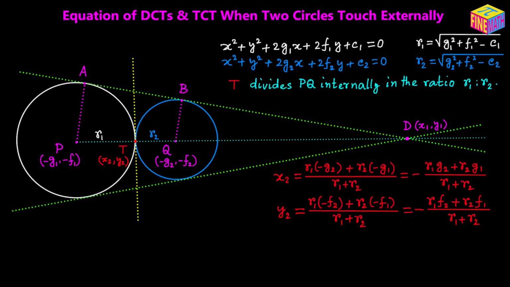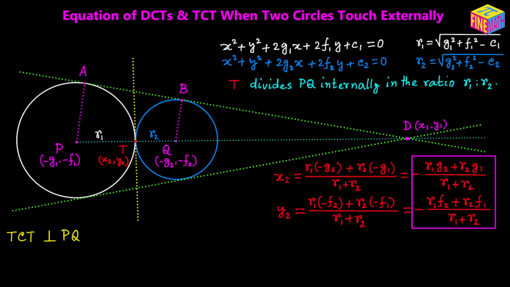And as you can see, we know the values of r sub 1, r sub 2, g sub 1, g sub 2, f sub 1, f sub 2. We know all those values from the two given equations of the circles. So we can easily calculate the value of x sub 2 and y sub 2. Also, the transverse common tangent is perpendicular to the PQ line, because PQ line is the common line for the two radii there, and tangent is always perpendicular to the radius.